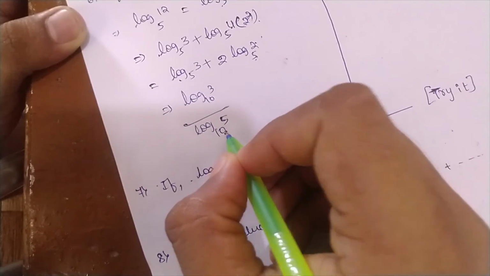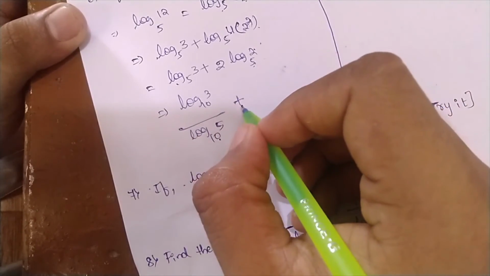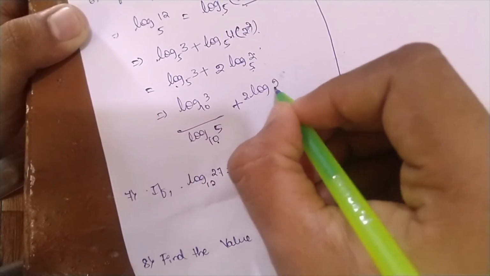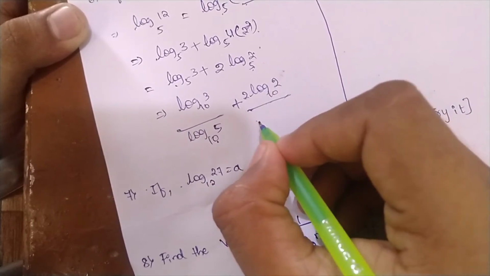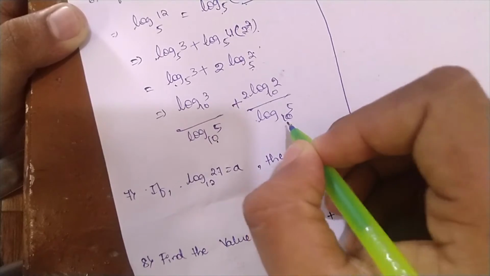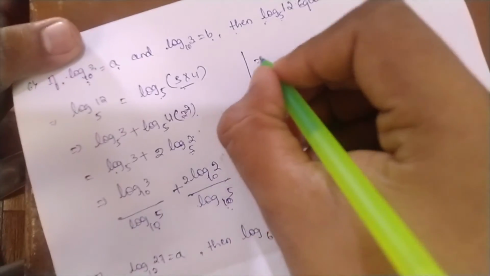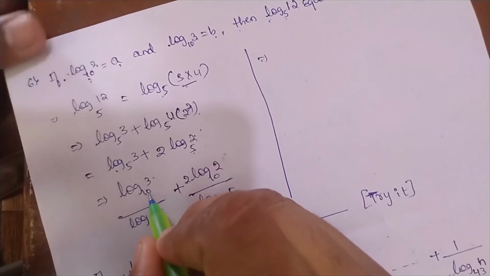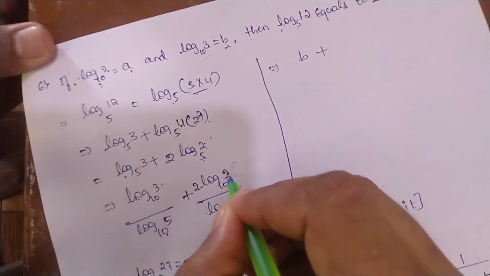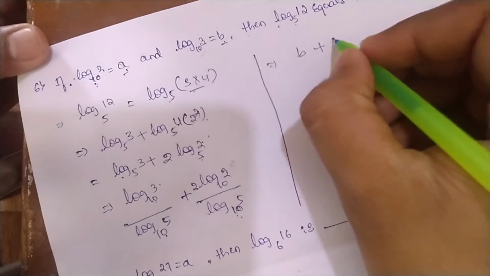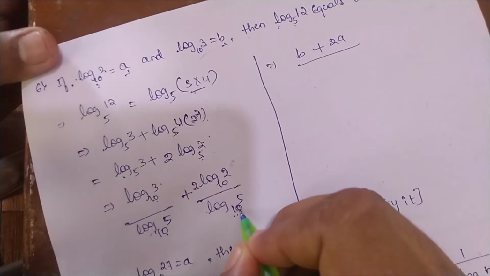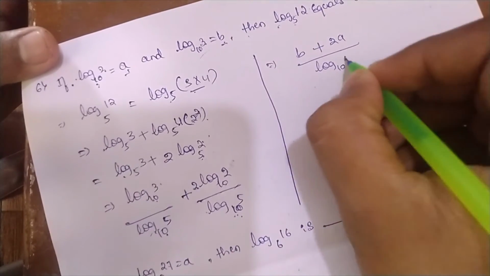So you can do this by adding the base property. So this is 2 log 2 base 10 divided by log 10 base 5. This is also the same by adding bases. Okay, so now this can be written as log 3 base 10, that's the value of b, so take it as b, plus 2 log 2 base 10, where log 2 base 10 is the value of a, so take it as 2a, divided by, so this is an LCM, log 10 base 5.